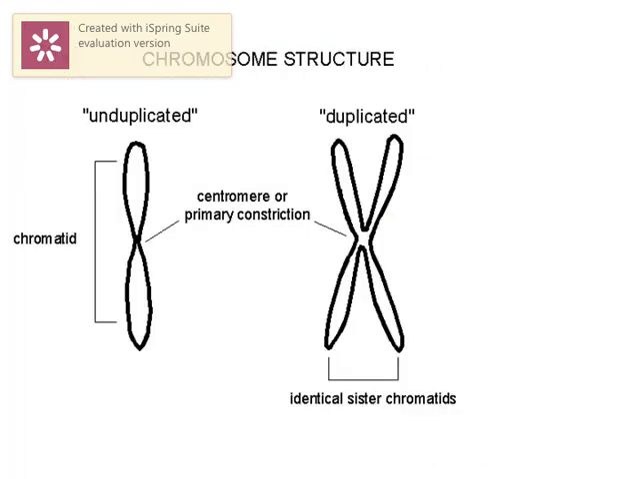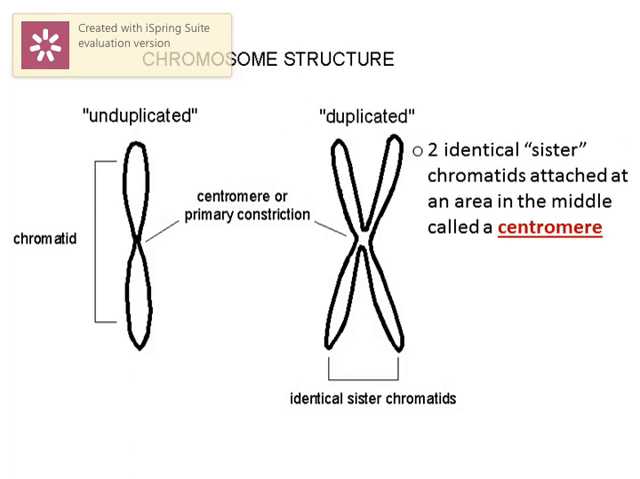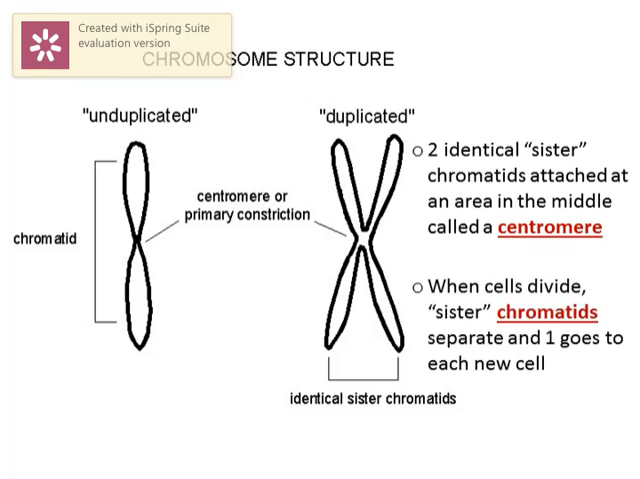Now this is a very important part about the chromosome. Students always misunderstand these two structures, that is the unduplicated structure of the chromosome and the duplicated structure of the chromosome. When two identical sister chromatids are attached at the area in the middle, called the centromere, the structure formed is called the duplicated chromosome. Each duplicated chromosome consists of two identical sister chromatids having the same sequence of genes on the chromosome. When the cell divides, the sister chromatids separate from each other in the anaphase and each cell gets one chromatid, and this chromatid is nothing but the unduplicated chromosome.